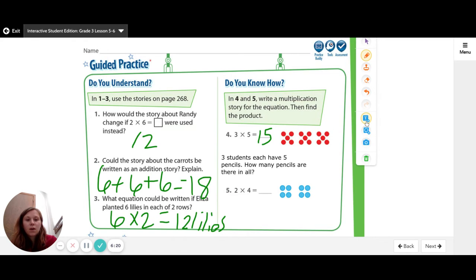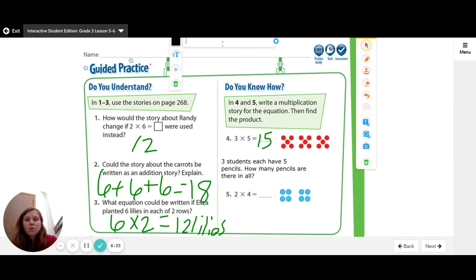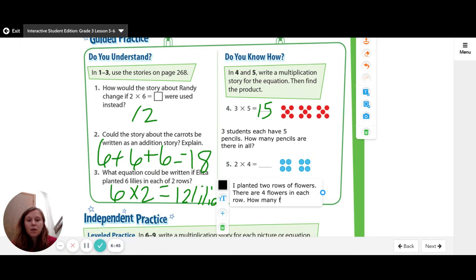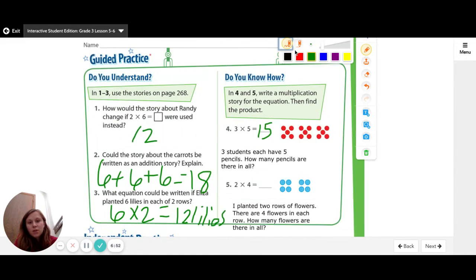2 times 4. Maybe I could think about rows and columns this time. They showed us 2 groups. We could think about rows and columns. Let's see. I planted 2 rows of flowers. There are 4 flowers in each row. How many flowers are there in all? So I know I'd think about 2 times 4. 2 rows with 4 in each. So I know I'd do 8. It would be 8 flowers for my answer.